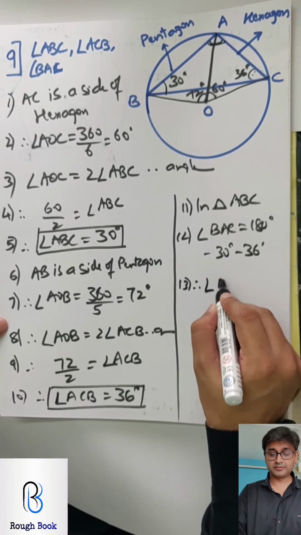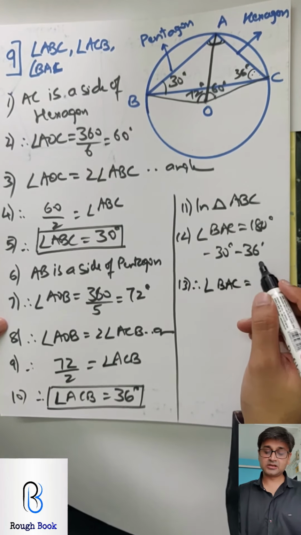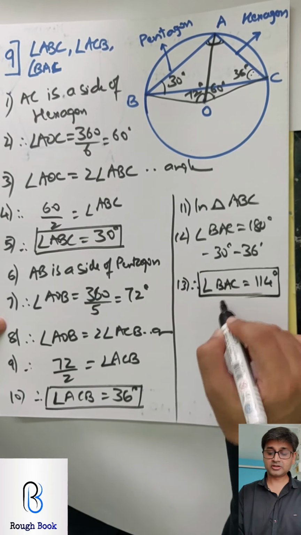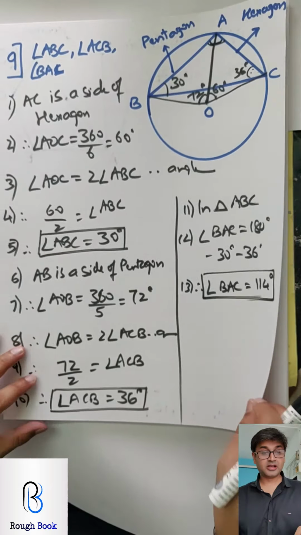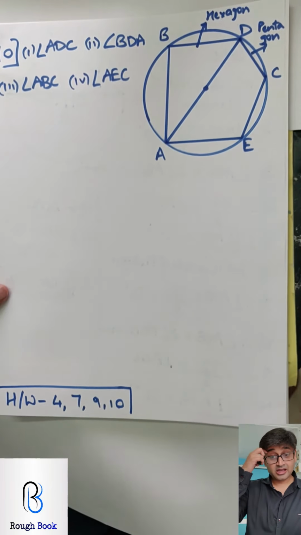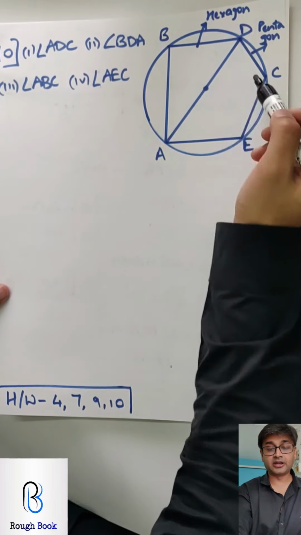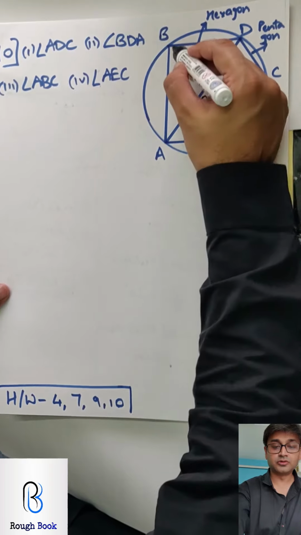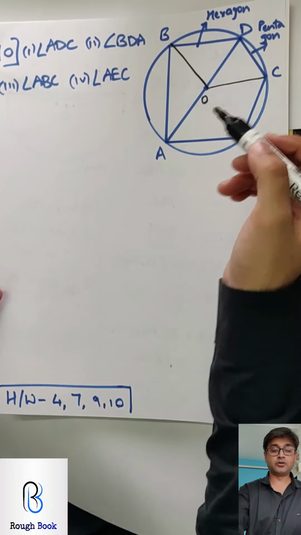So therefore angle BAC 66, so 70, 114 degrees. Yeah, sorted? Brilliant. Last question of this exercise, and we are done with this one. So let's hit it. Again, hexagon side, pentagon side. So using the center, we can use it. So let's join these two, OB and OC.